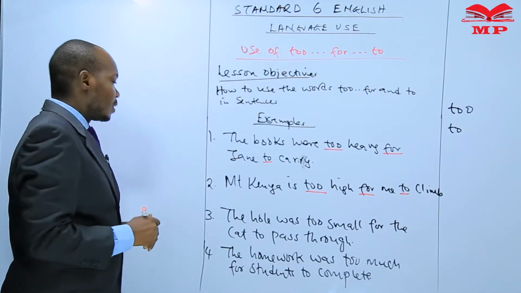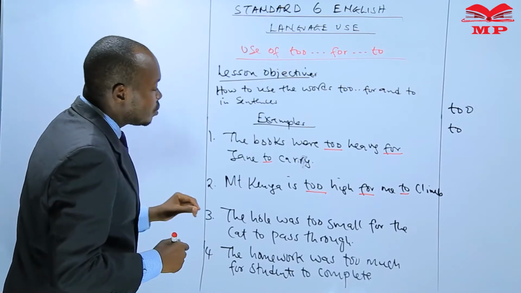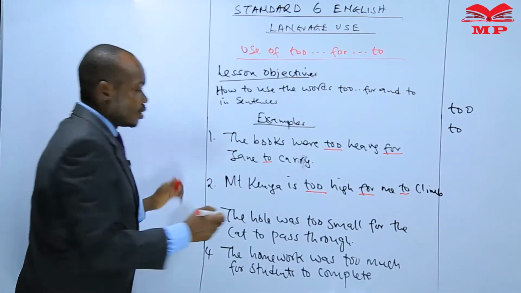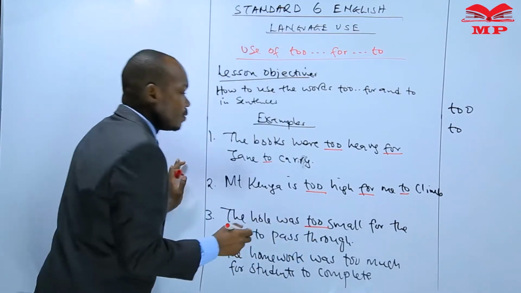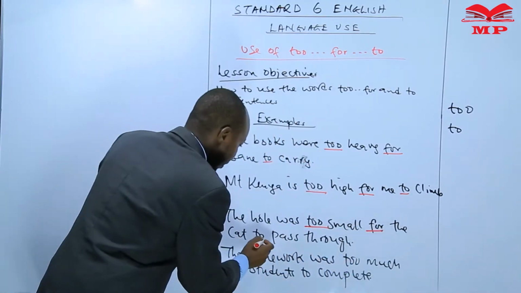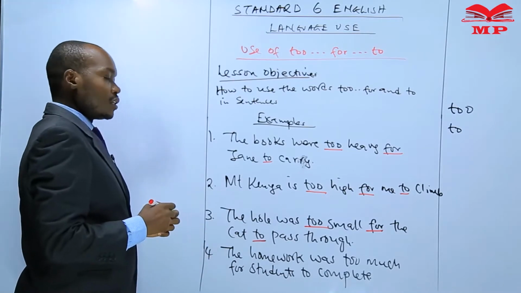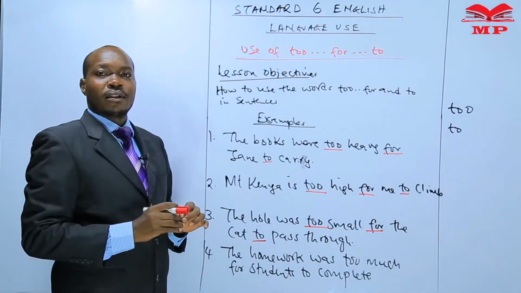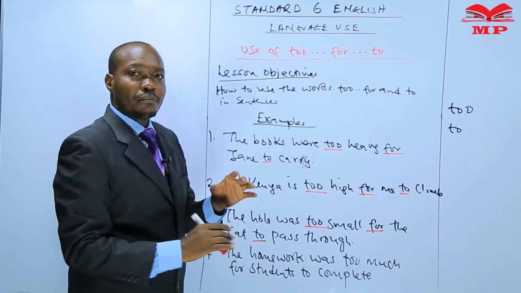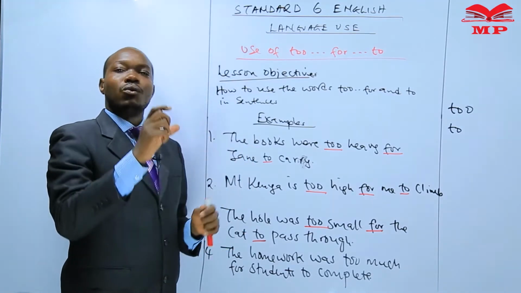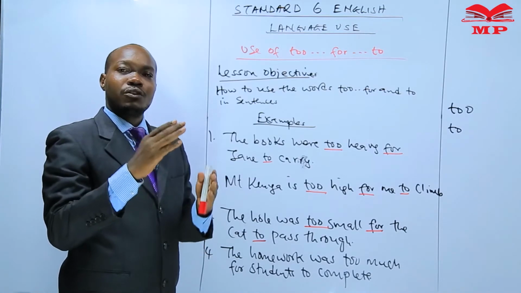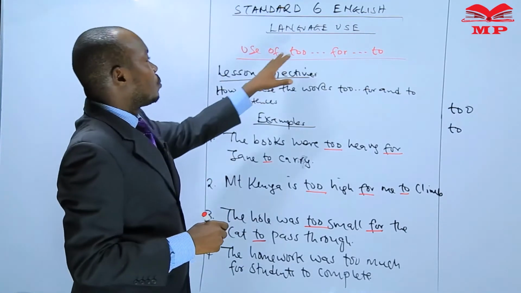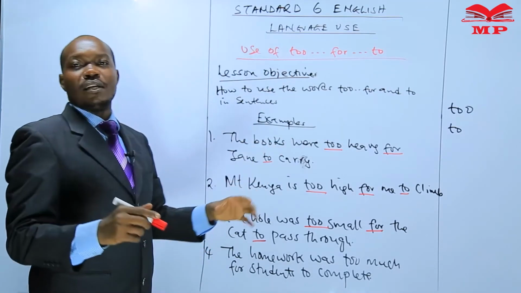Number 3, the hole was too small for the cat to pass through. Too small for the cat to pass through. It means that there's a hole somewhere. The cat wanted to pass through, but the size of the hole was very small, so the cat could not manage to pass through. And that's why I said these words show an impossibility.